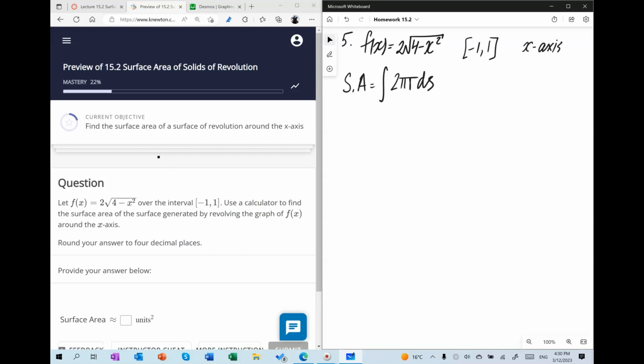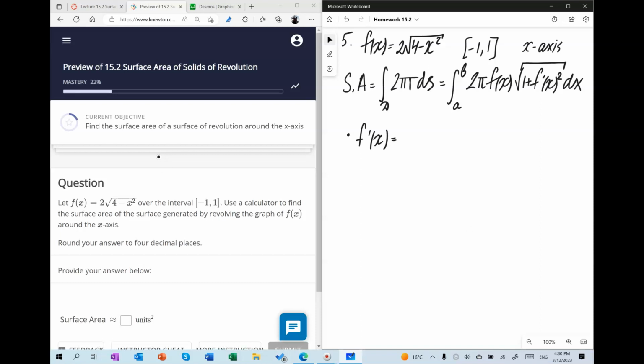So this universal formula can be interpreted as the integral from a to b of 2 pi f of x times the square root of 1 plus f prime of x squared dx. And to set up this formula, we'll do it in 3 steps.